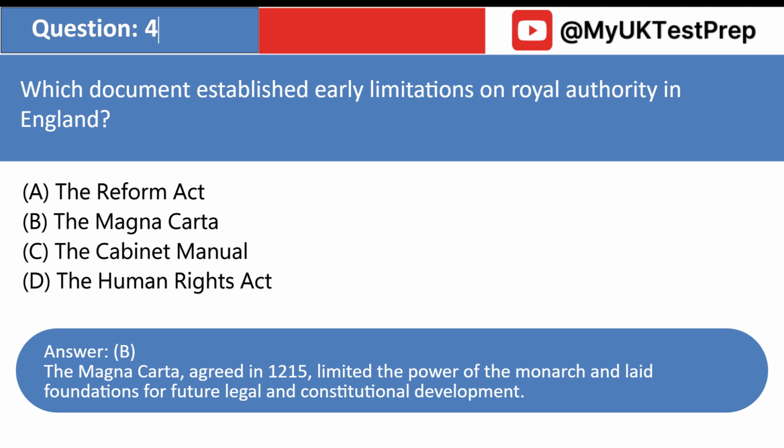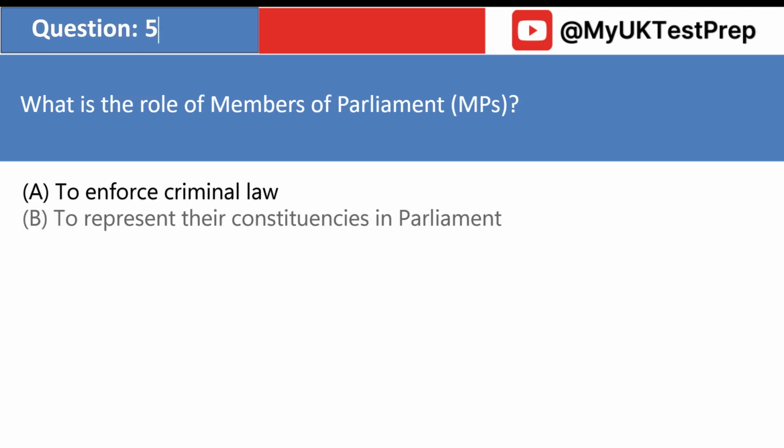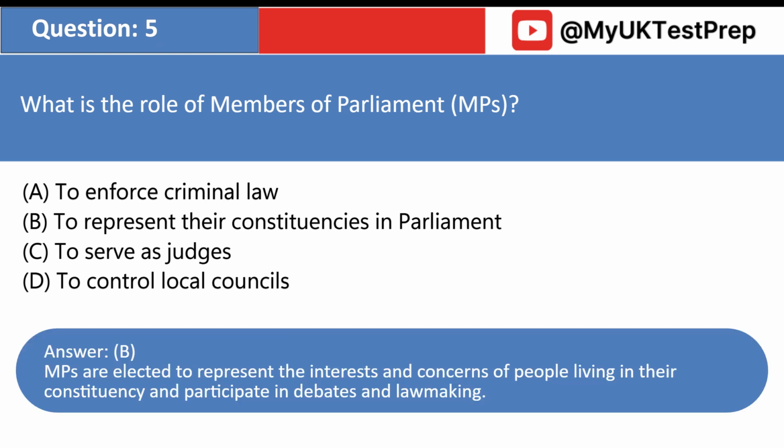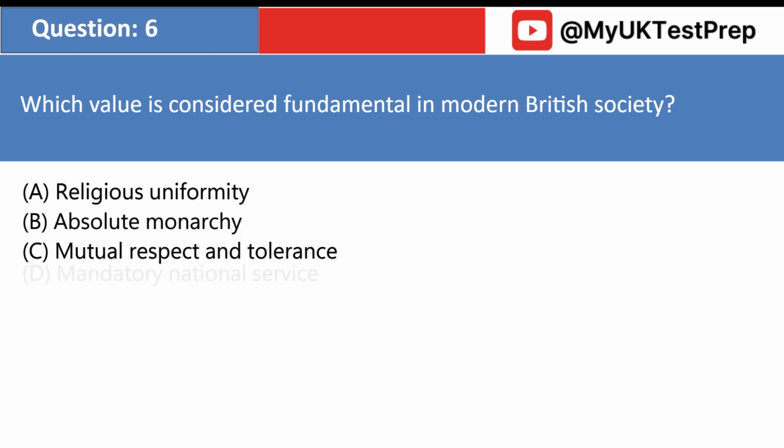and constitutional development. What is the role of Members of Parliament, MPs? A. To enforce criminal law. B. To represent their constituencies in Parliament. C. To serve as judges. D. To control local councils. Answer: B. MPs are elected to represent the interests and concerns of people living in their constituency and participate in debates and lawmaking.